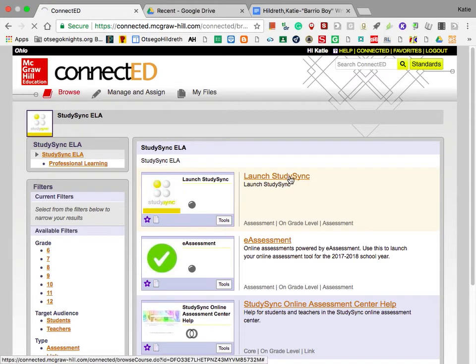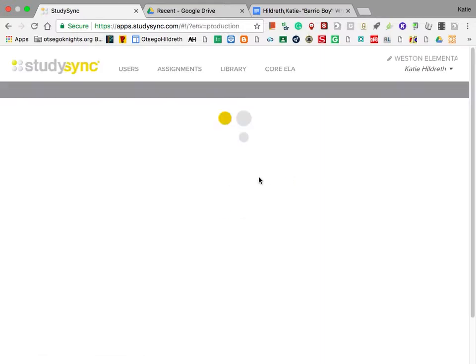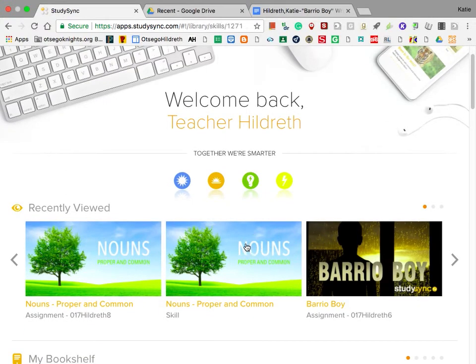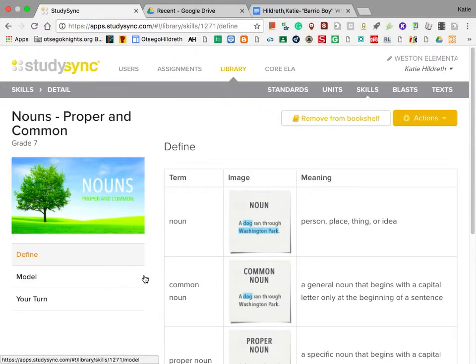You'll launch it. Mine's a little bit different if you remember. I've told you that before as I'm waiting for it to connect. And then you are going to go to your assignments and click on proper and common nouns. And we're going to work through the define, the model, and your term.